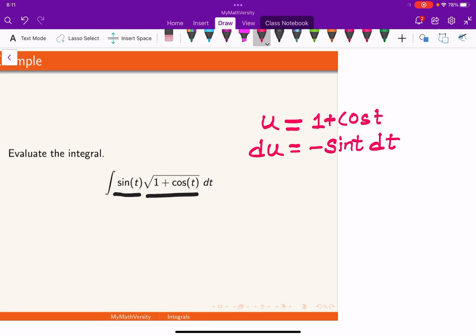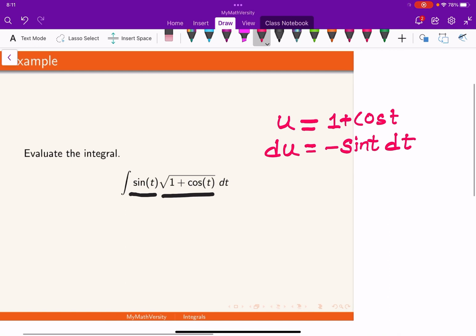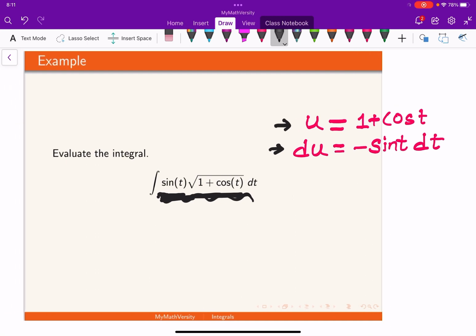So I have figured out these two relations: u is 1 plus cosine t, and differential du is equal to negative sine t multiplied by differential dt. Now with the help of these two relations, the idea is to use them in such a way that we can transform the given integral into a much simpler integral. Let's see if we can do that.